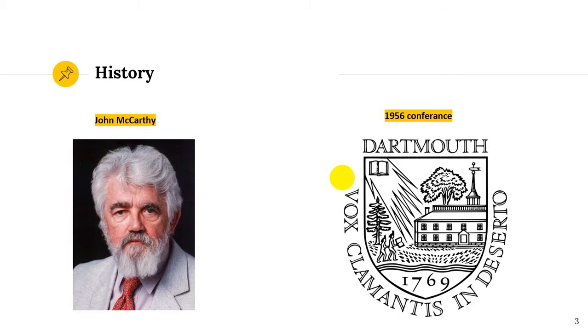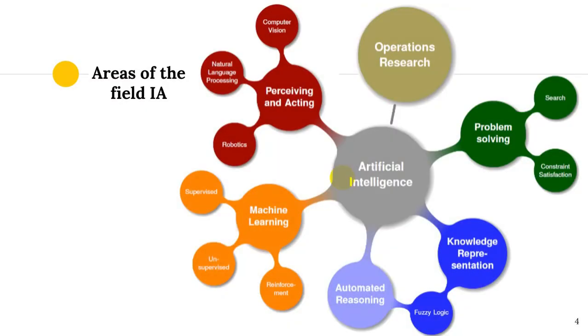techniques from various fields. Within this large field of research, there are many areas such as machine learning, perceiving and acting, operation research, problem solving, knowledge representation, and automated reasoning. Here, we think about the area of knowledge representation.